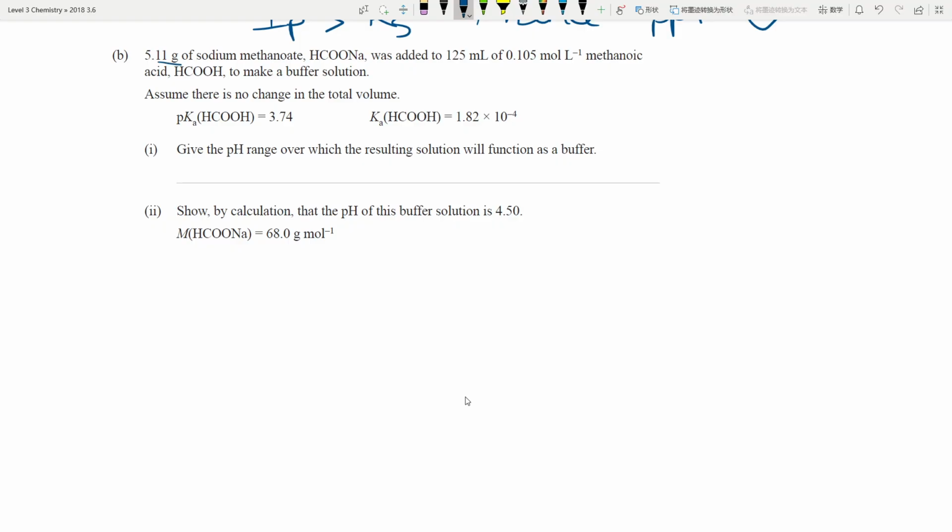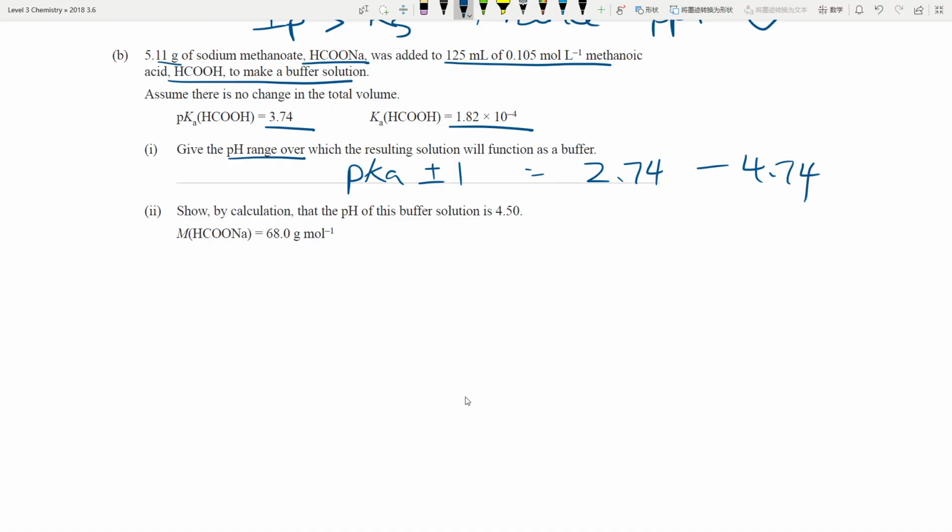5.11 grams of sodium methanoate is added to 125 mL of this to make a buffer solution. Assume there's no pH and no change in the total volume. This is actually a really important clue. pKa is given, Ka is given. Find the pH range over which the resulting solution will function as a buffer. I talked about this in question 1 or question 2, I can't remember. The buffer region is pKa plus or minus 1, which is going to be between 2.74 to 4.74. How do I know that? Because pKa is 3.74.